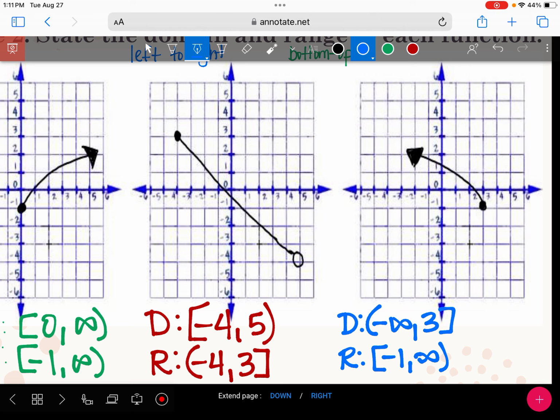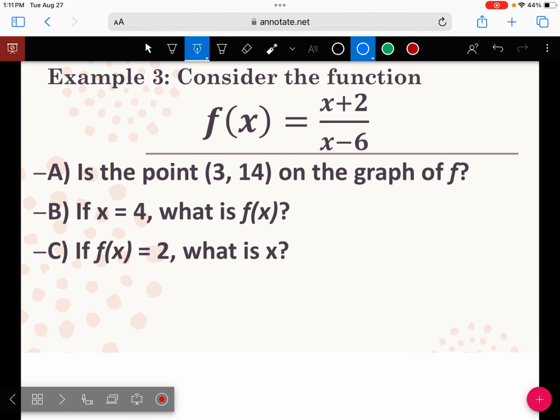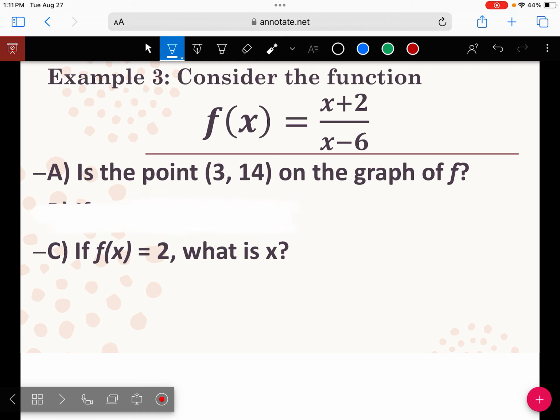So that last cutout, we're going to glue down right before we leave because we're actually going to use that one tomorrow. But now let's go ahead and start example 3. This has 6 parts, so I only want you to copy down, and we're going to do this one at a time. So copy down example 3. This is our function, and that's part A. I'll give you about 60 seconds to copy it down.